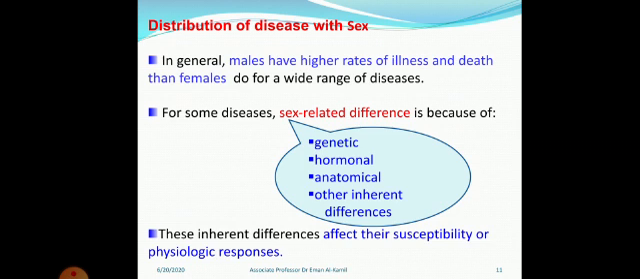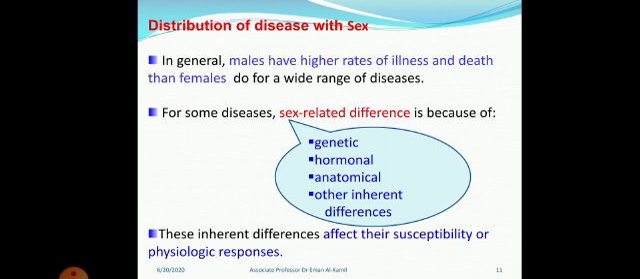Anatomical factor, such as the diseases of women during the reproductive age group, is because of pregnancy, delivery, and lactation, or because of contraceptive or family planning methods. For example, breast cancer is more likely to occur in females than males, and testicular or prostatic cancer is the disease of men.